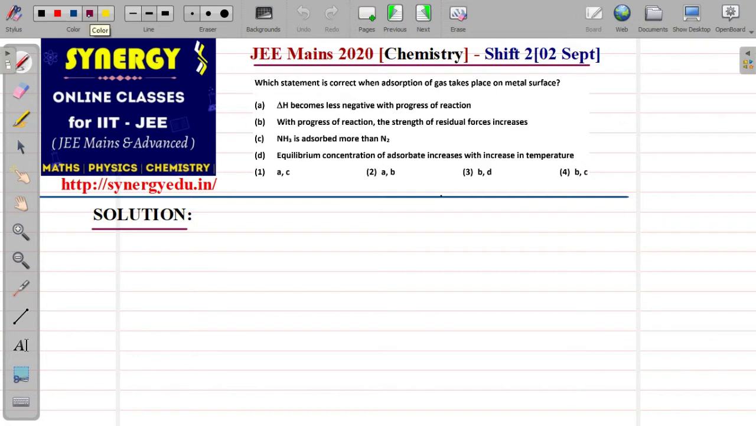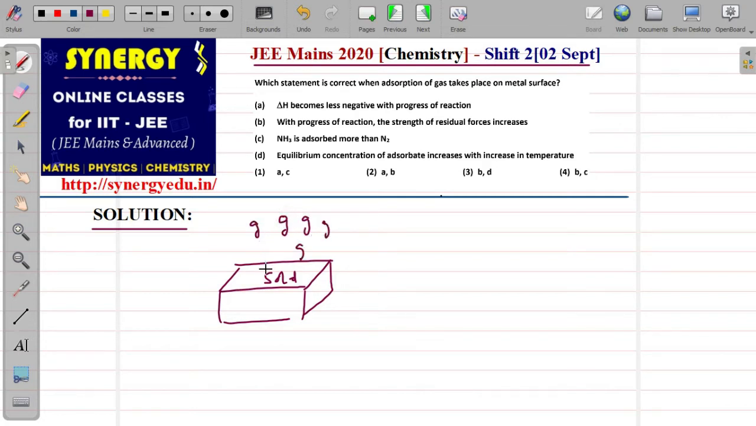Adsorption of the gas. Suppose this is a solid. Now this solid is adsorbing gas molecules. Let's represent the gas molecules as G. Now what happens inside the bulk of the solid is that the attractive forces are balanced in all directions.